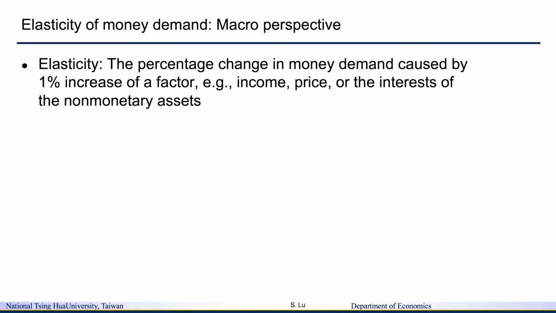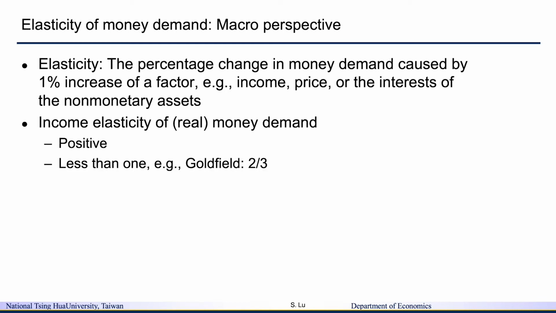So what we want to do is talk about the income elasticity of money demand. We also want to talk about the price elasticity of money demand. And then we are going to talk about the interest elasticity of money demand. So what is the income elasticity of money demand? It is about how the money demand responds to a 1% change in income.